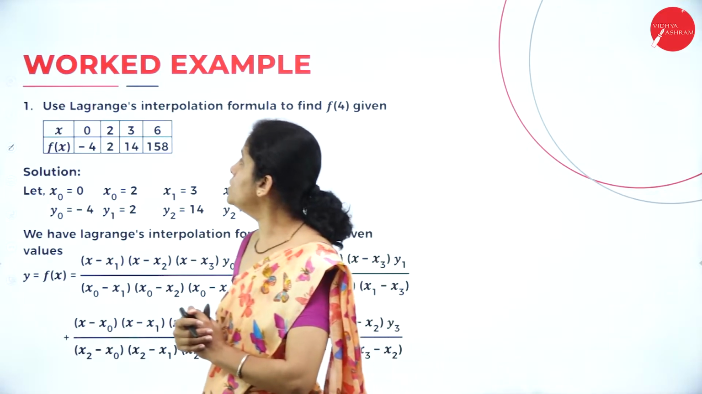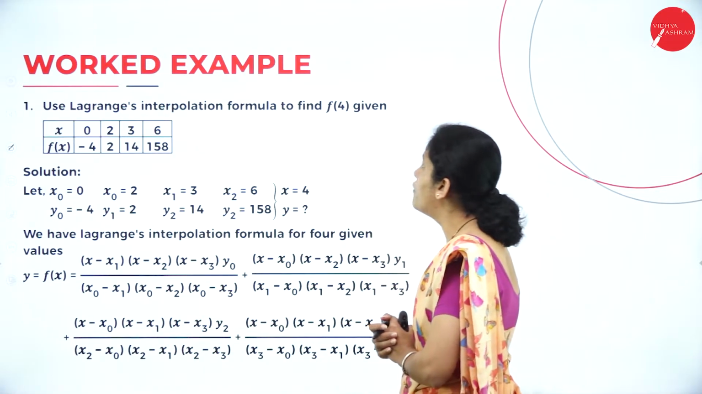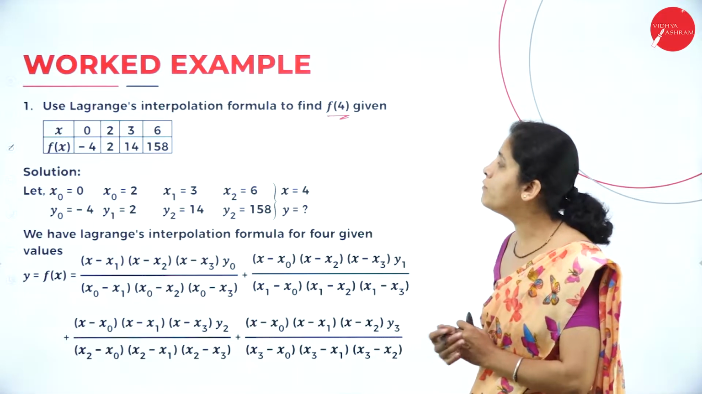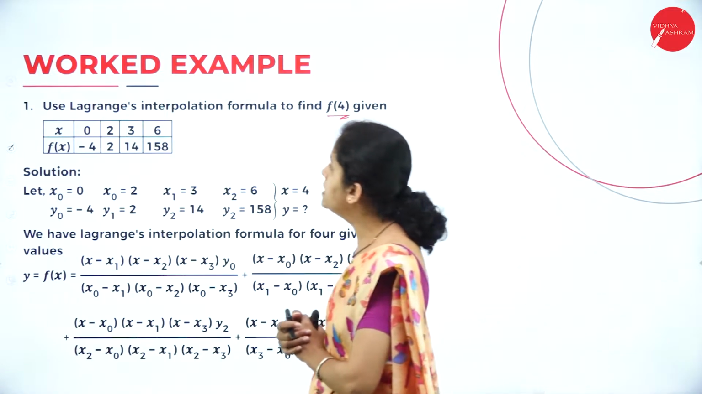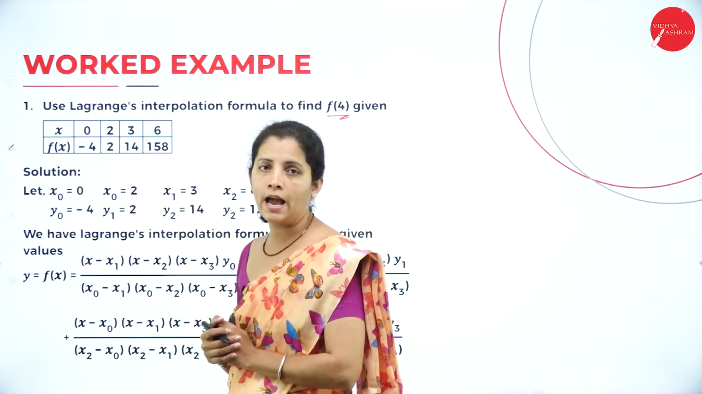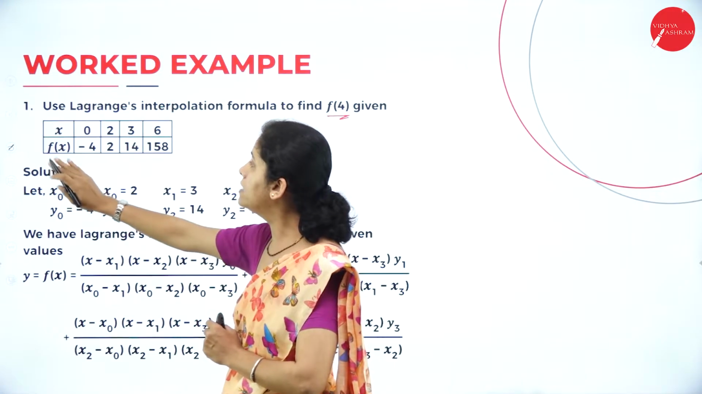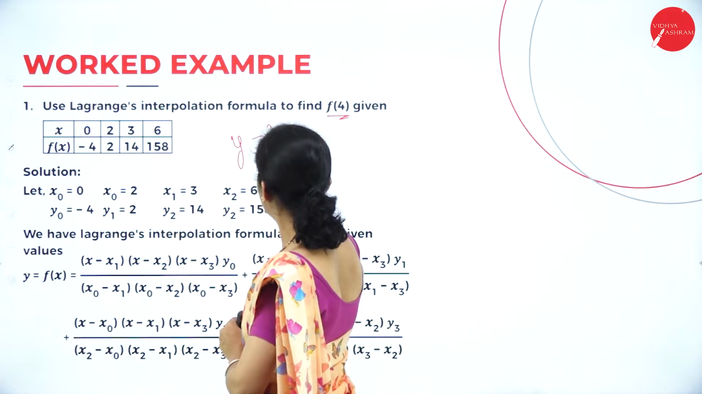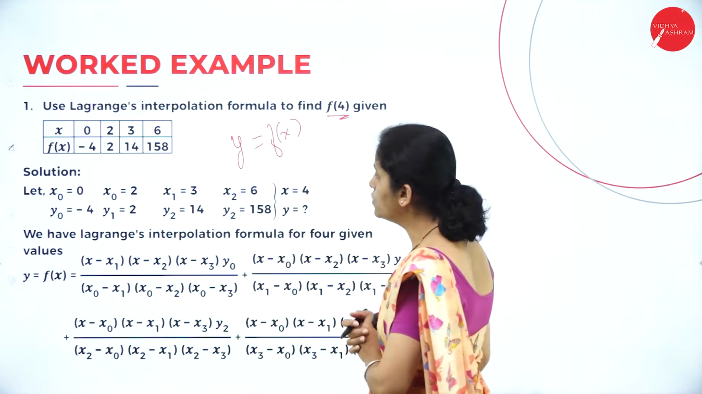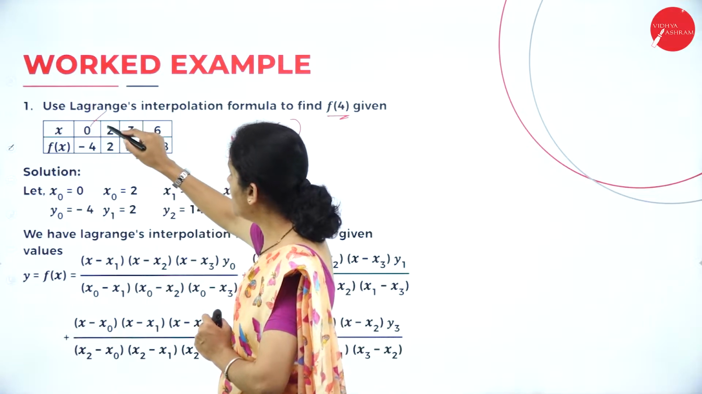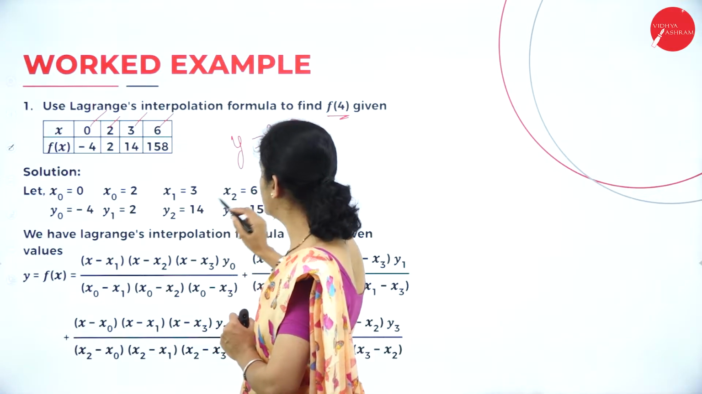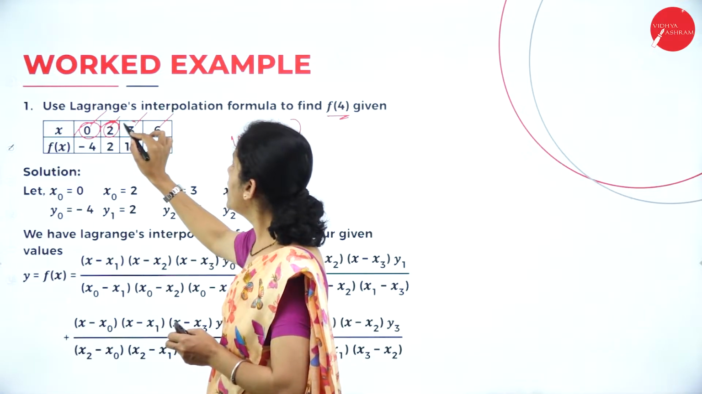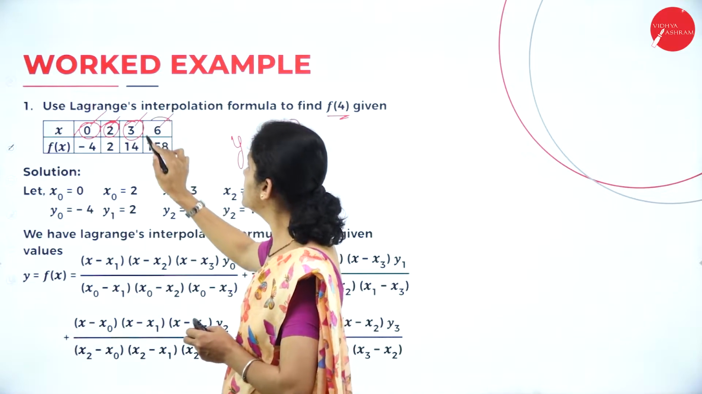So here, use Lagrange's interpolation formula to find f of 4. So here it is f of 4. Now here I have the given table, x and f of x. Dear student, we know that y equal to f of x. So here, this is my x0, x1, x2 and x3. Here x0 is 0, x1 is 2, x2 is 3 and x3 is 6.